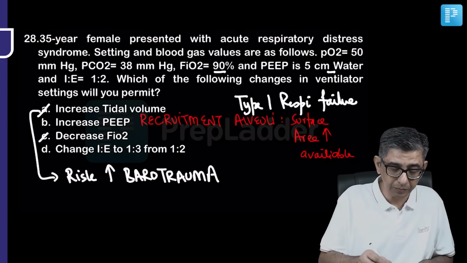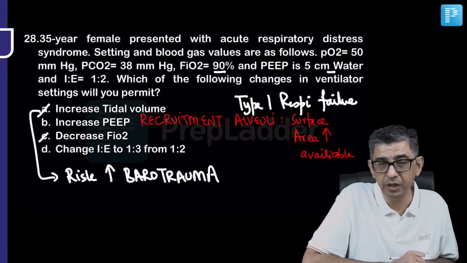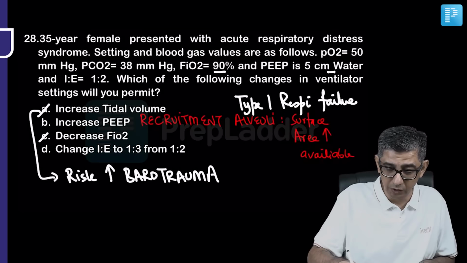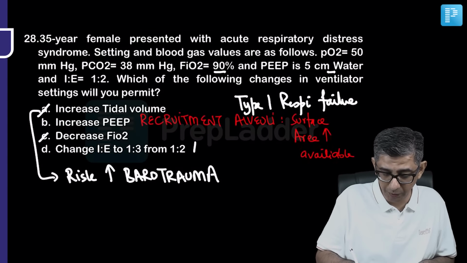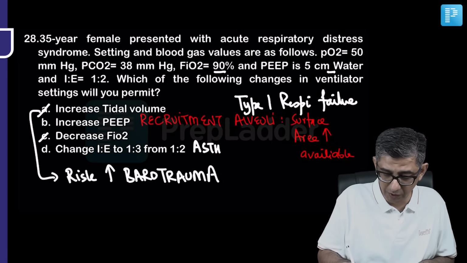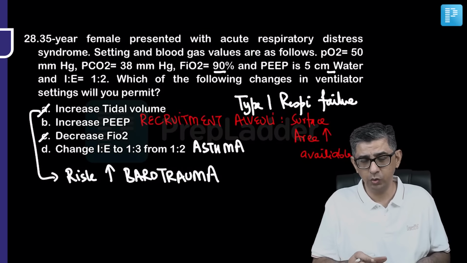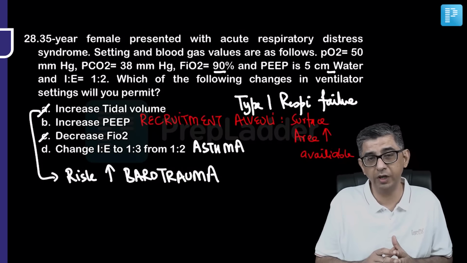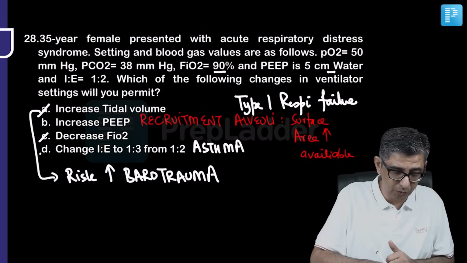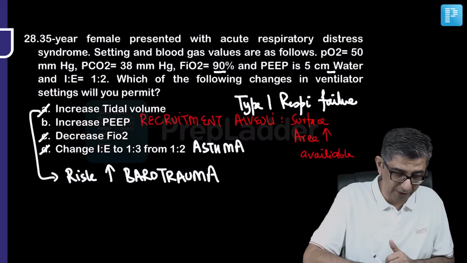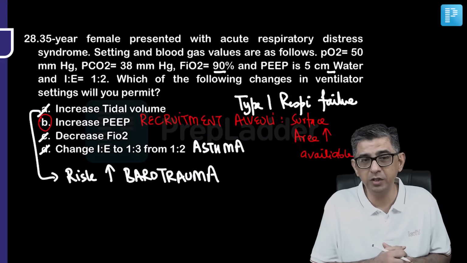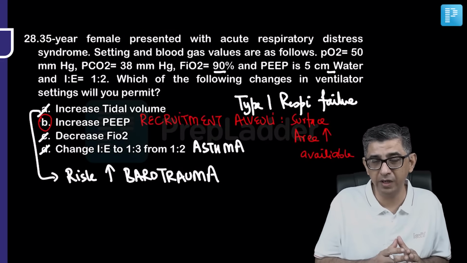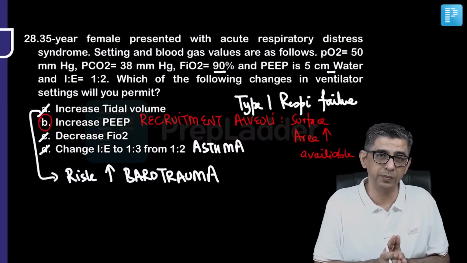If you look at option number D, he says change the inspiratory expiratory ratio to 1:3. This is what you do in asthma or COPD patients, because in asthma or COPD there is a prolonged expiration. So to take care of that prolonged expiration, we might change the inspiratory expiratory ratio to the values that I mentioned. So D is also ruled out. The correct answer, as I had anticipated earlier, would be an increased value of PEEP that will cause increased recruitment of alveoli, more surface area for gas exchange, and better PO2 values.